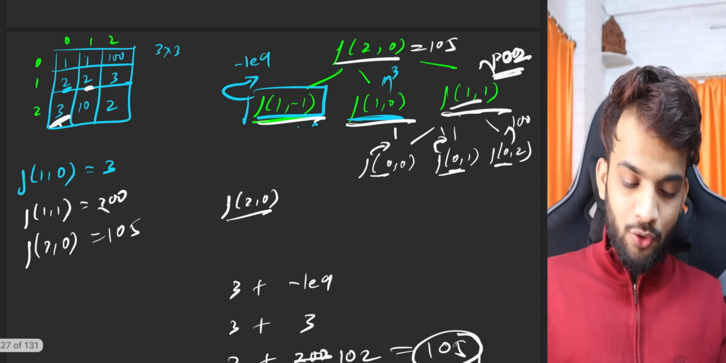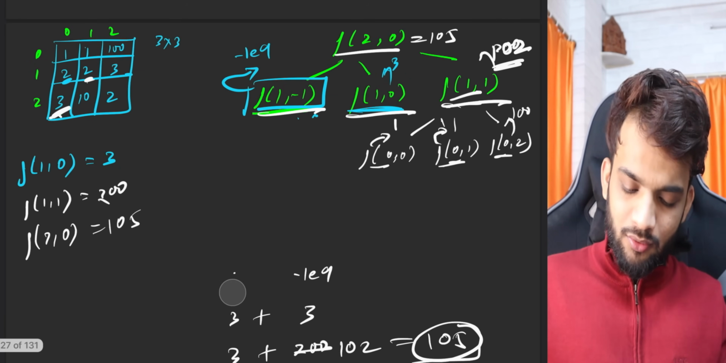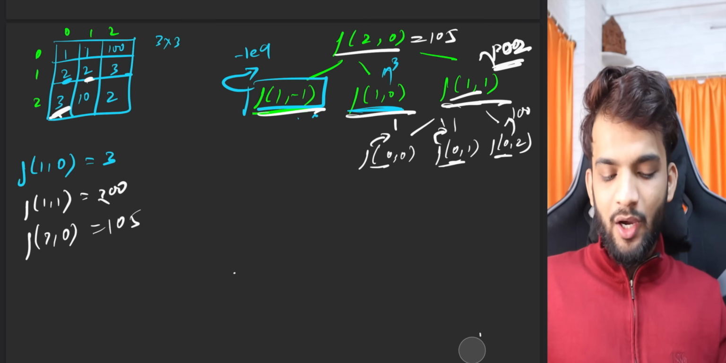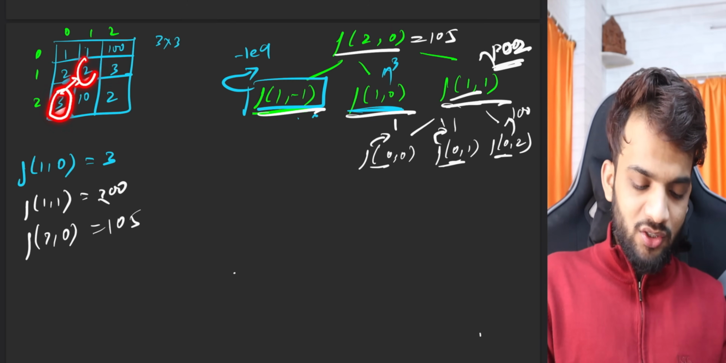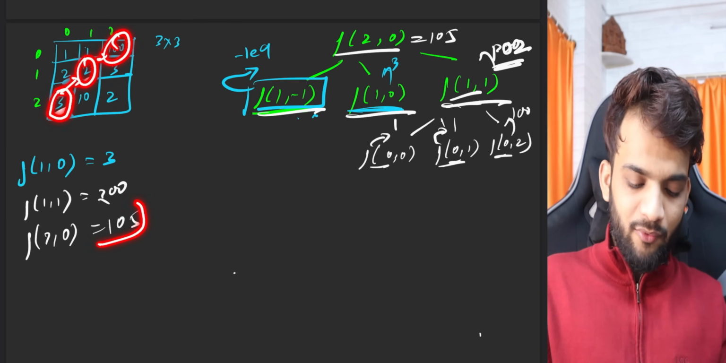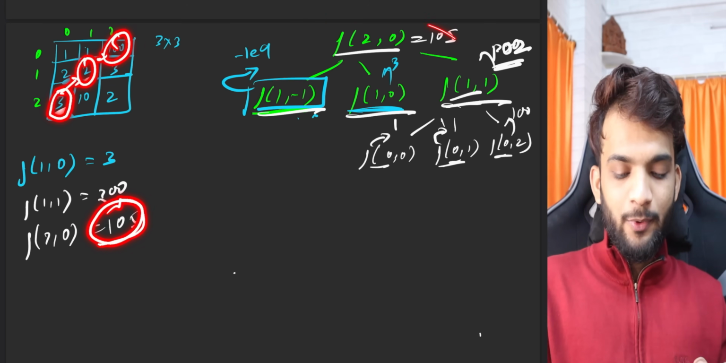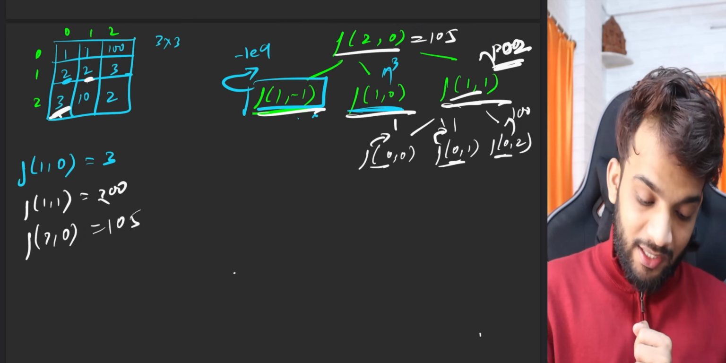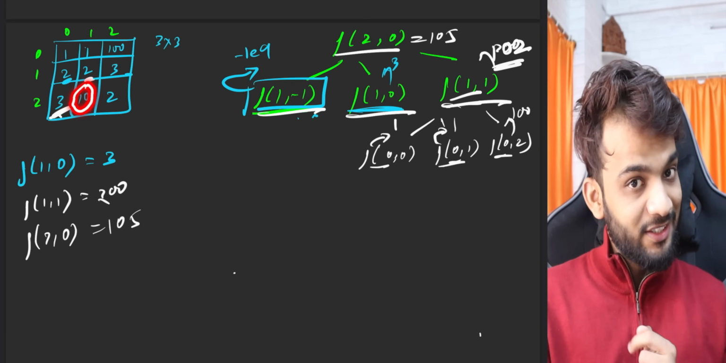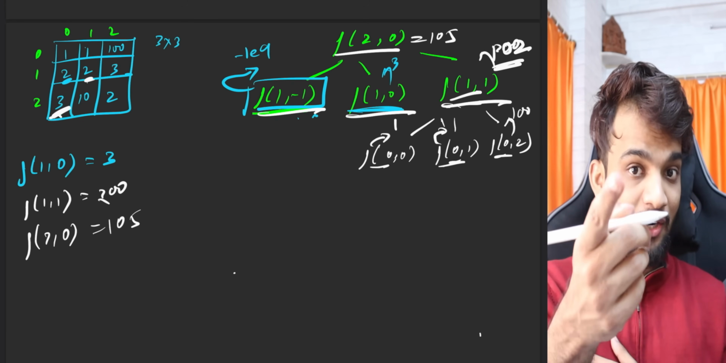Got this? So I'll just erase this portion. So what we figured out is, if we start from this guy, we can go to this and we can go to this, and the maximum we will get is 105 by exploring all the paths. Yes, there were no overlapping subproblems, but you can also start from 10. So why don't you start from 10?